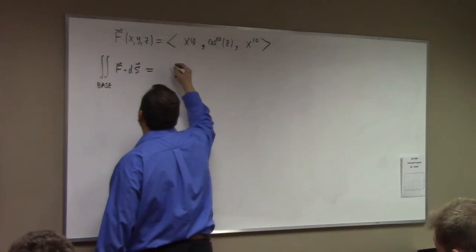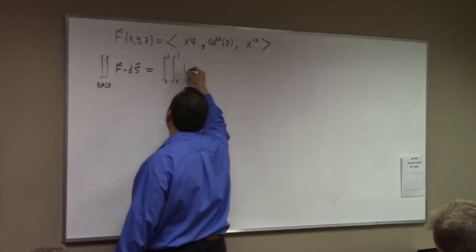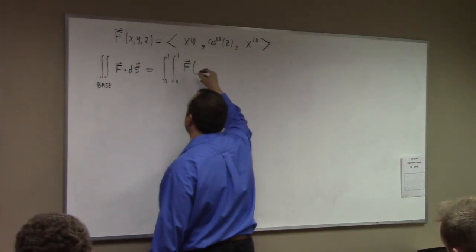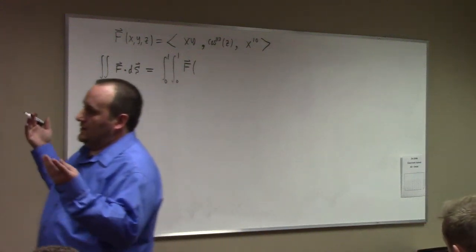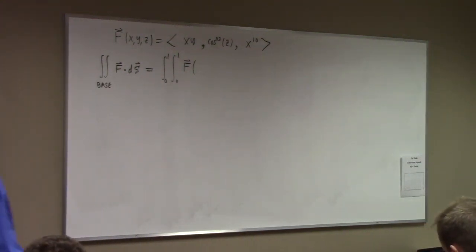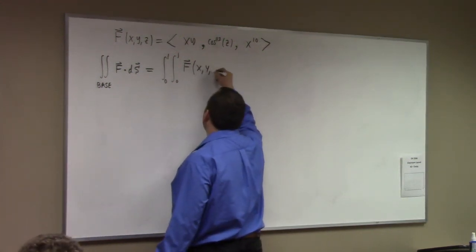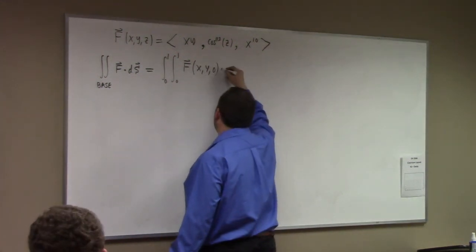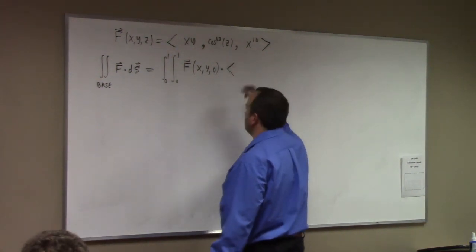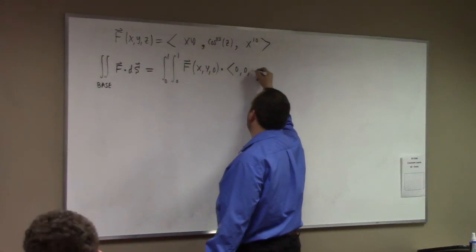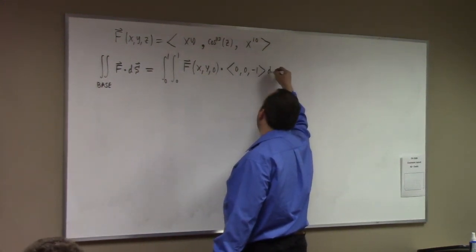All right, so what we're supposed to do then, here's the deal: integral from 0 to 1, integral from 0 to 1. We take f, we evaluate it at the parameterization of the base face, which is what? x, y, 0. Right? And we take the dot product with the dS, which in this case is (0, 0, -1), and then dx dy.